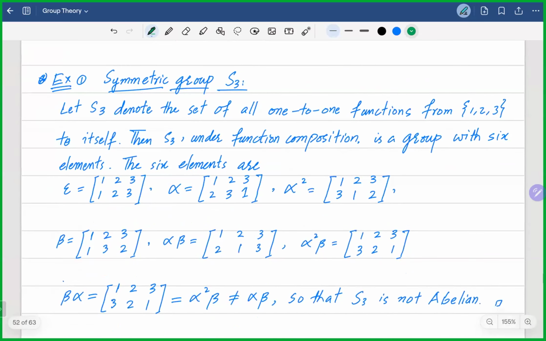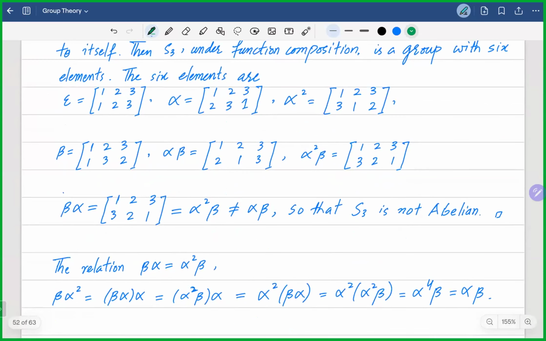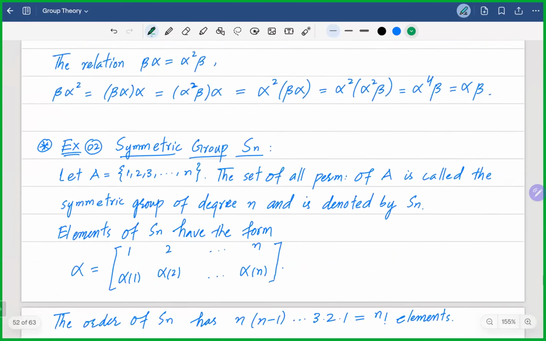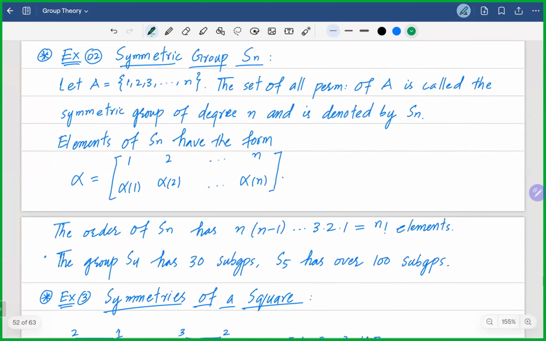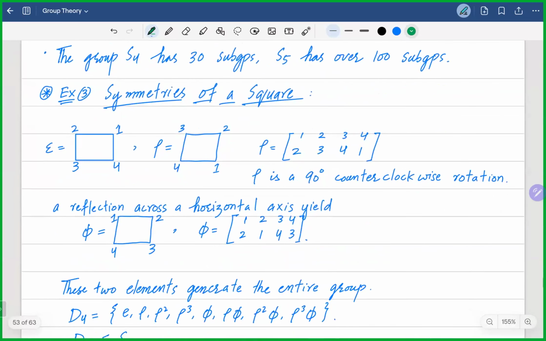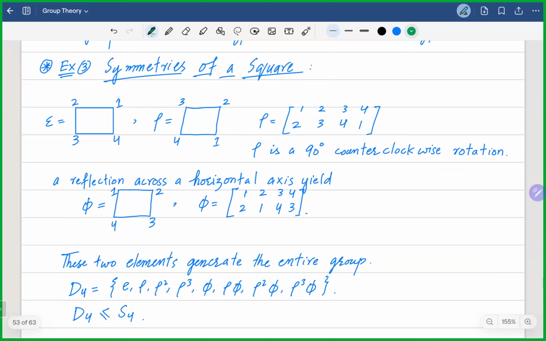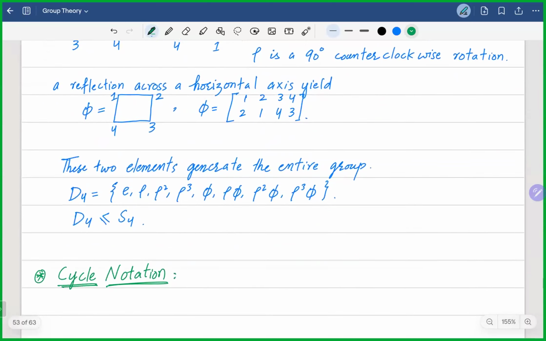And then we define the symmetric group. Let's say on three elements, the symmetric group contains all the permutations or the symmetries of a set of certain objects. And then we define the symmetric groups Sn. And then we talked about how if you collect the symmetries of a square, that's also a subgroup of a symmetric group, of S4.